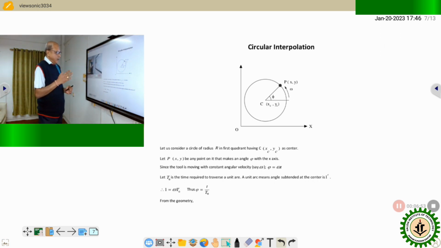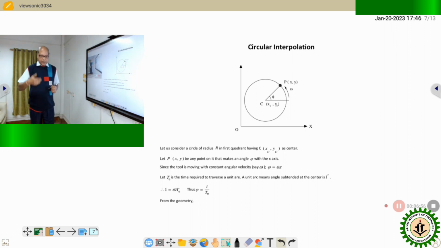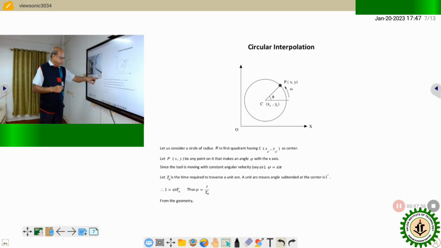Now in the earlier case, when we discussed straight line interpolation, we considered going from point P1 to point P2, and this entire region along x and along y was decomposed into n number of small segments, so that using n discrete pulses, the cutting tool would be able to move from point P1 to P2 as far as the x-axis and y-axis separately are concerned, and the resultant motion would be the net resultant of the x and y motion. Now in this case, how does it differ?